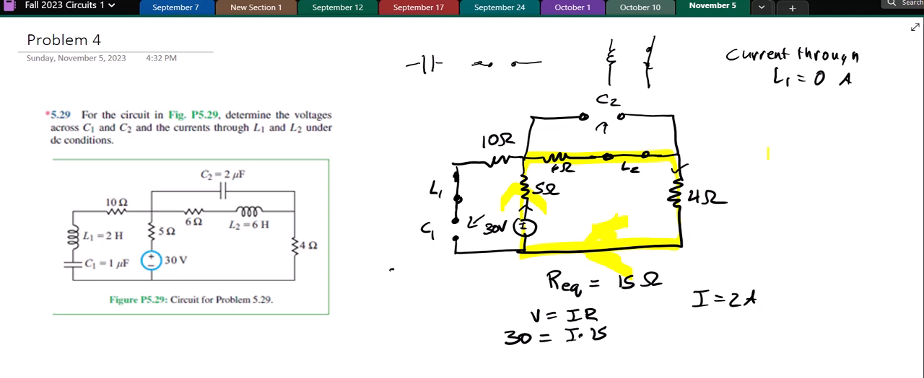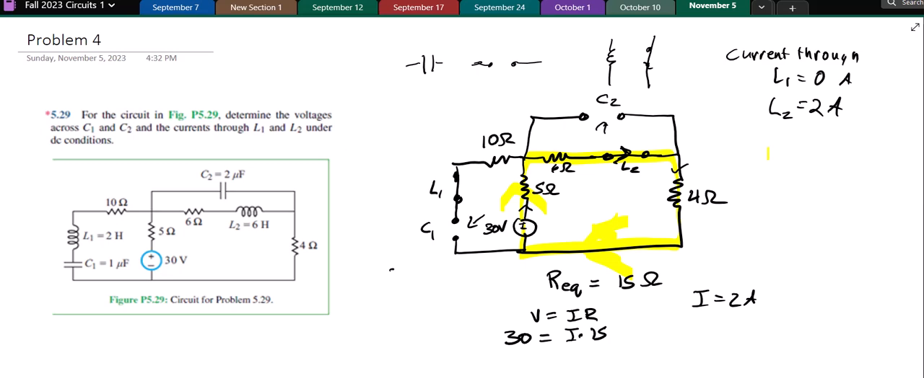That's the current flowing through this branch, and as such, it is the current flowing through L2. So L2 is 2 amps. That's the current. Now we need to find the voltage across our two capacitors.